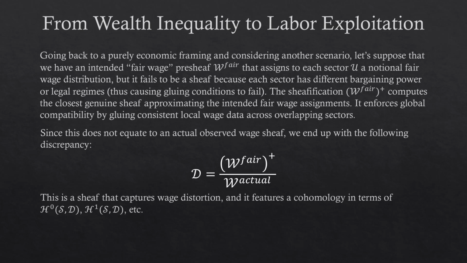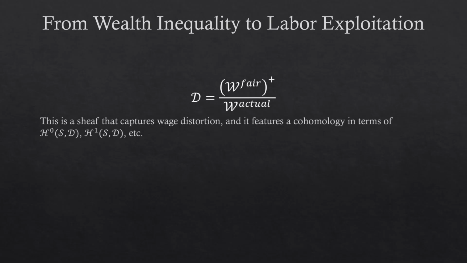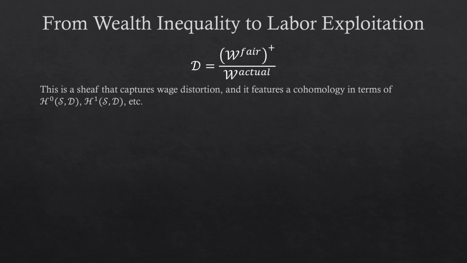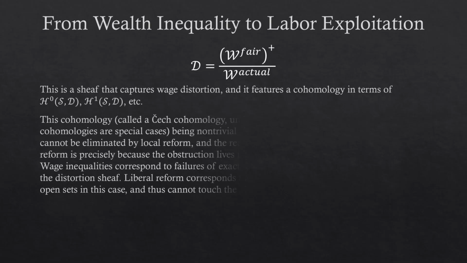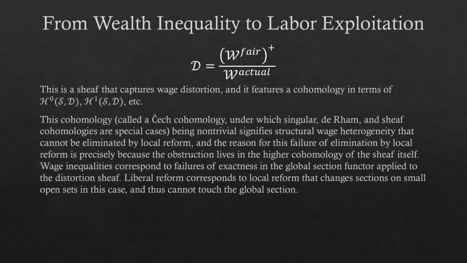This is a sheaf that captures wage distortion, and it features a cohomology in terms of H0 of S and D, H1 of S and D, etc. This cohomology, under which singular, de Rham, and sheaf cohomologies are special cases, being non-trivial, signifies structural wage heterogeneity that cannot be eliminated by local reform.